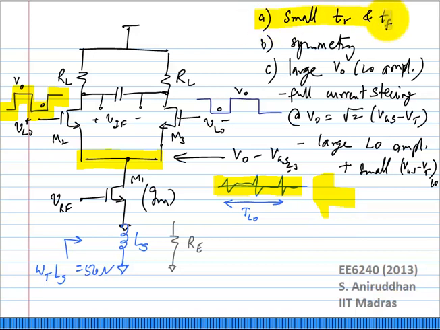So what you want from this is very small rise time and fall time. You want, of course, very good symmetry. If you have a large LO amplitude, you will definitely ensure full current steering. When we say large, we mean it should be much larger than root 2 times VGS minus VT. And when it is much larger, you will also ensure that the devices switch much faster, because the overdrive, the drive for the devices over their VD sat, is much larger. So if you want the transconductor to be well behaved, and you don't want very large glitches at its drain, you will definitely want a large LO amplitude.